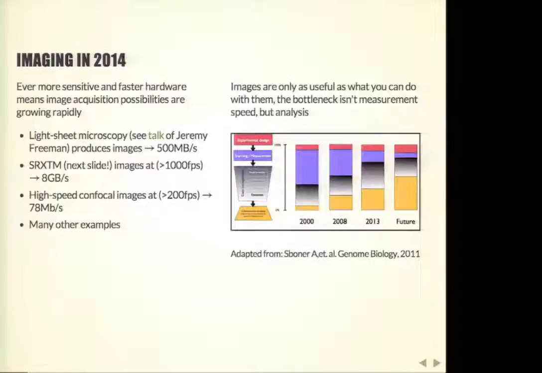Synchrotron-based X-ray tomographic microscopy, which I'll explain in the next slide, can make images at over 1,000 frames a second and 8 gigabytes a second of data, which is really an incredible volume to try to deal with. High-speed confocal images can now be over 200 frames a second, which is then 78 megabytes. And there are really many other examples from MRI and other fields of very high volumes of image data coming in.